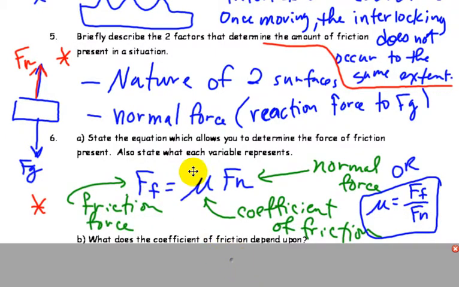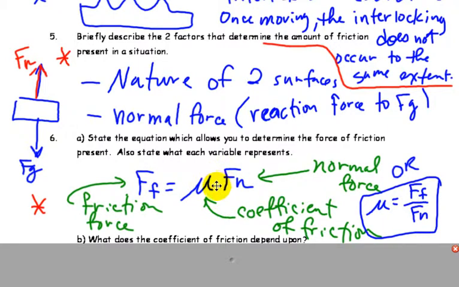So to figure this out, it just helps you figure out how much friction is present. These two variables take the nature of the two surfaces into account, and the normal force. The force of friction is equal to mu, the Greek symbol for the coefficient of friction. It depends upon the nature of the two surfaces, so this is a value you'd have to look up, dependent upon the surfaces that are interacting, and the normal force, which is the force that the object exerts on the other object. In this case, it's just the opposite of gravity.